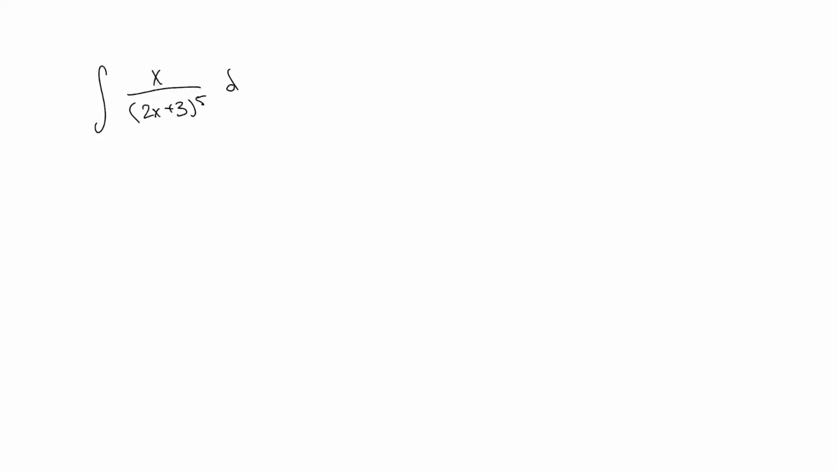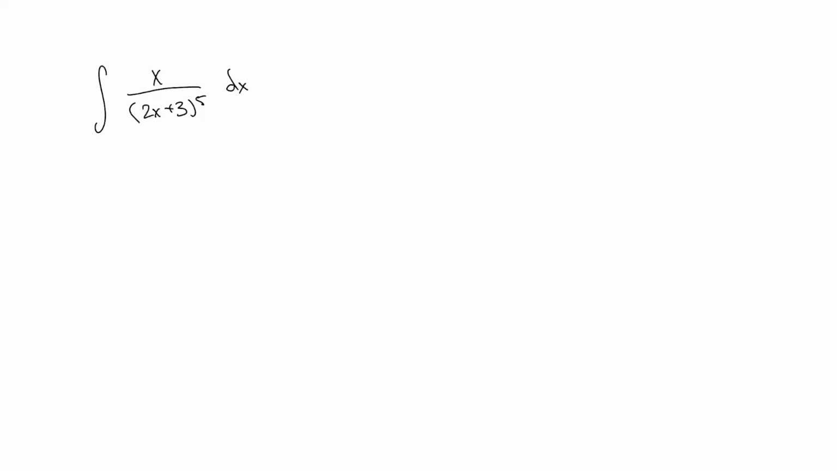How about this one? X over (2x plus 3) to the 5. All right. This requires a weird trick, although if you didn't know that, you should just start as you usually would. Anybody want to suggest what I should choose for the U? Yeah? 2x plus 3. 2x plus 3, yeah.